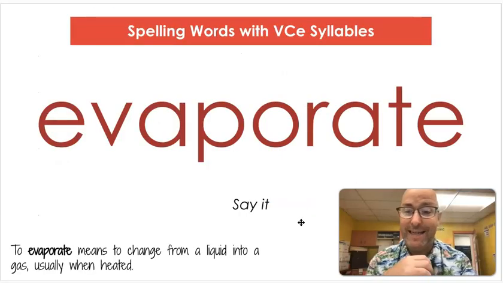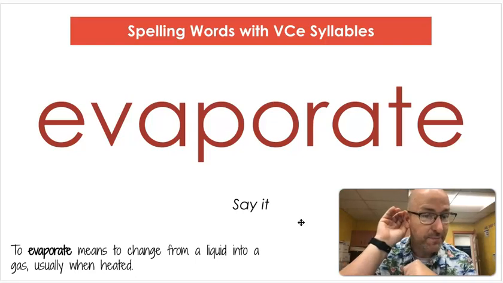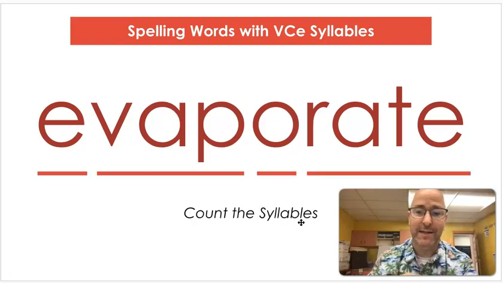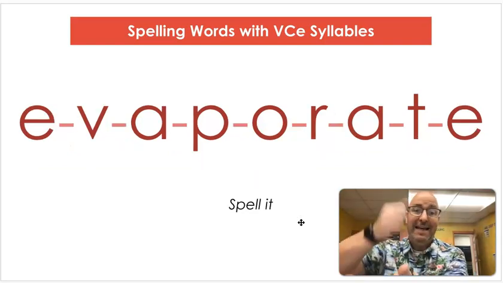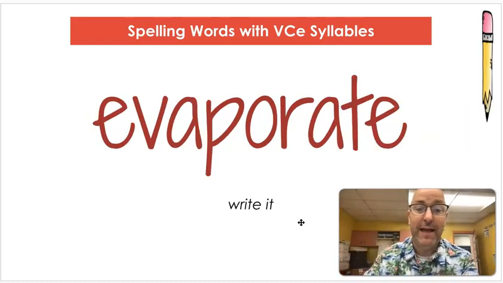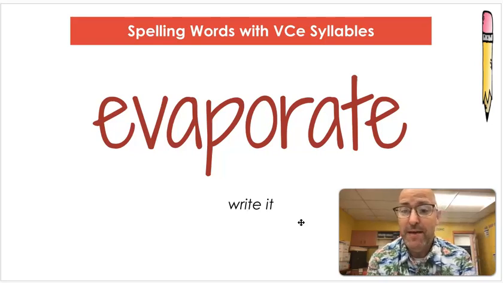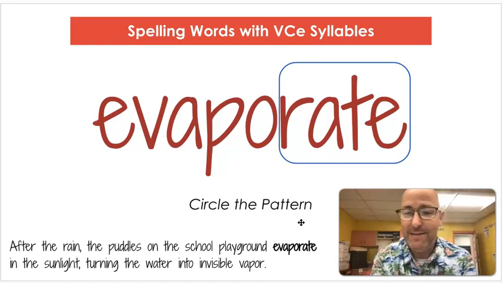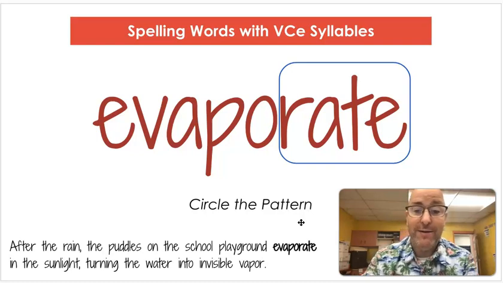Our first word is evaporate. Say evaporate. To evaporate means to change from a liquid into a gas, usually when it's heated. Let's count the syllables. Evaporate. Let's spell it. E-V-A-P-O-R-A-T-E. Evaporate. And let's write it. As usual, I will spell it for you. E-V-A-P-O-R-A-T-E. And let's circle that pattern at the end. It's that last syllable. After the rain, the puddles on the school playground evaporate in the sunlight, turning the water into invisible vapor.